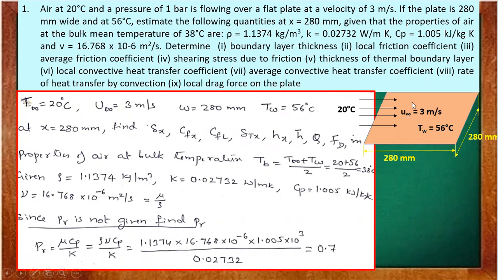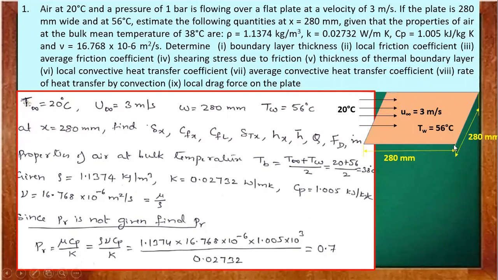So, it's shown here, it's a flat plate and air is flowing over the flat plate at a velocity of 3 meters per second and the temperature of the air is given as 20 degrees centigrade. So, it is represented by T infinity as 20 degrees centigrade. If the plate is 280 mm wide, it is shown here at 56 degrees, that is plate wall temperature is 56 degrees, TW. Estimate the quantities at x equal to 280 mm.